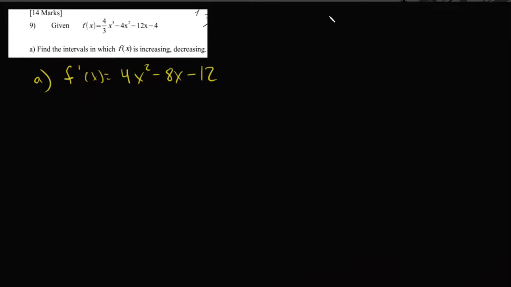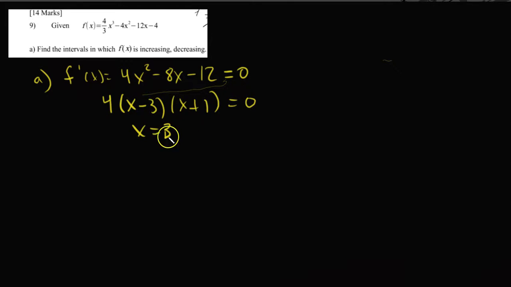And the next step would be to find the critical values like before. When you find the critical values, those will help in finding the intervals of increasing and decreasing. So factoring this out, I'm just going to jump straight to it because you should be able to do this on your own. So here you see that x1 equals 3 and x2 equals -1.